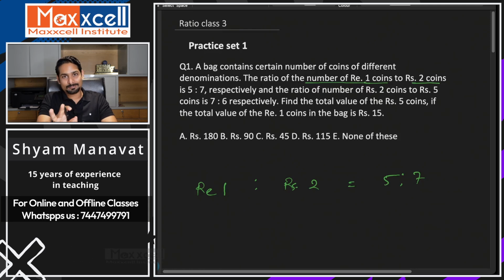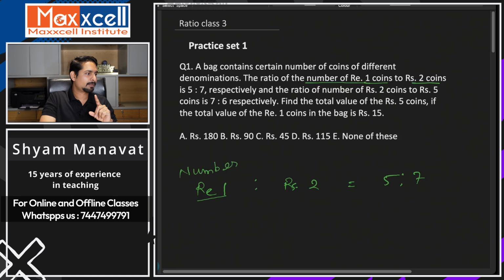I'm not a big fan of assuming variables, so I usually write as it is. We are not going to gain anything by writing extra steps, so write as few steps as possible. That is going to save you a lot of time. So keep in mind, number of coins. Ratio of the number of coins of rupee 1 and rupees 2 is 5:7.